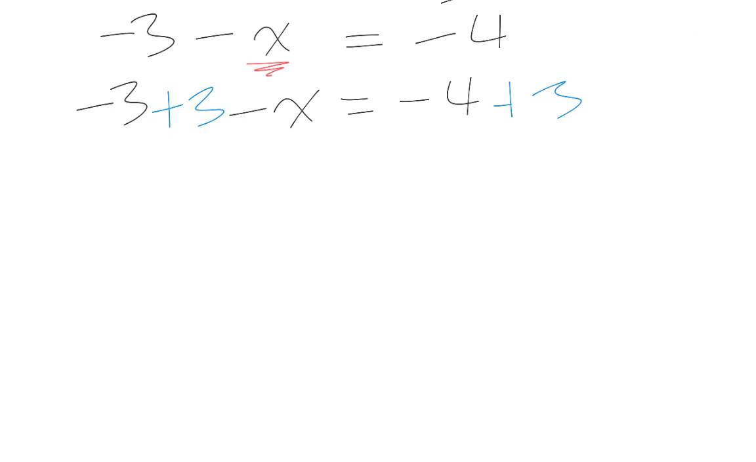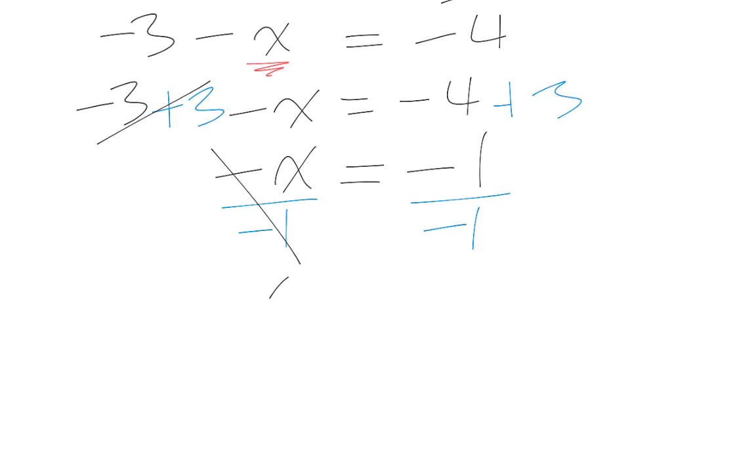So negative 3 plus 3 cancels out, which leaves me with just negative x, and negative 4 plus 3 is equal to negative 1. This is still stuck with a multiply by negative 1, which means I'm going to have to divide both sides of the equation by negative 1. Negative 1's cancel out, which leaves me with just x, and negative 1 divided by negative 1 is positive 1. However, we're not done yet.